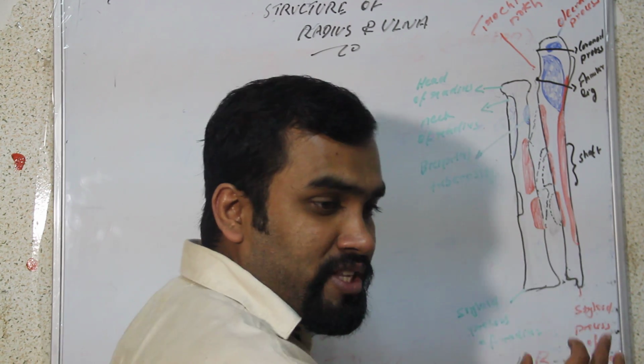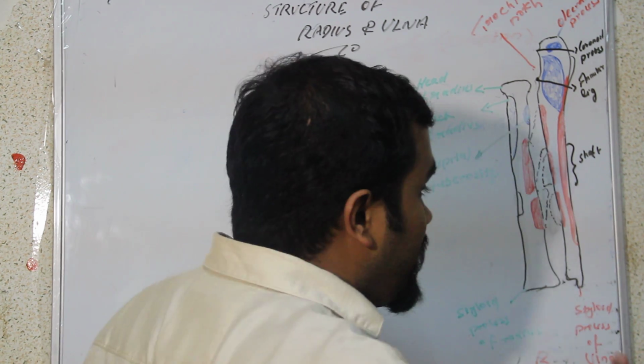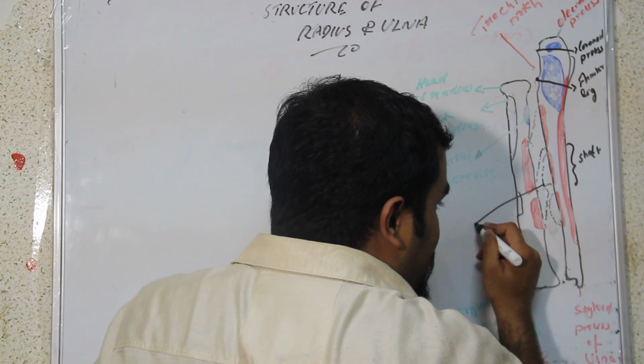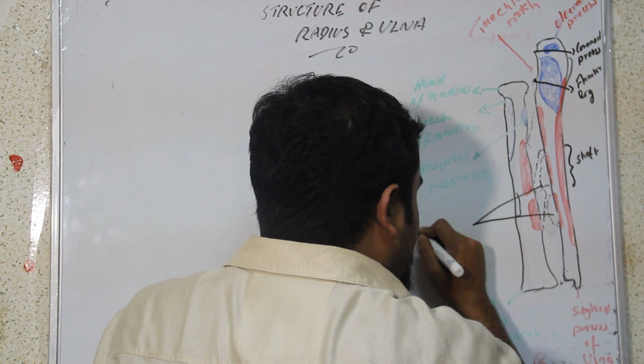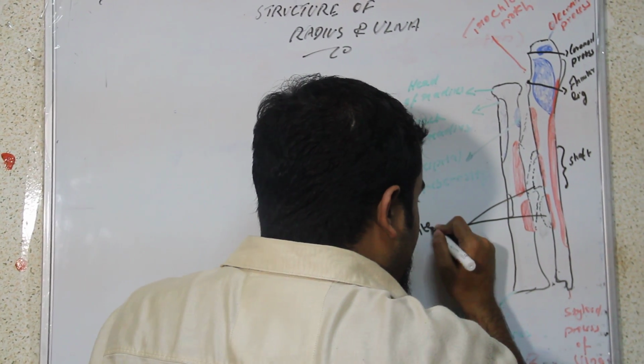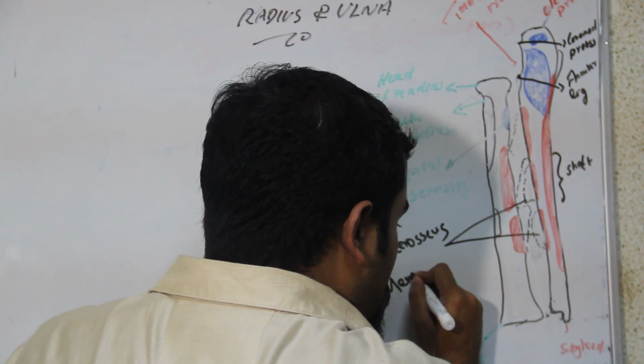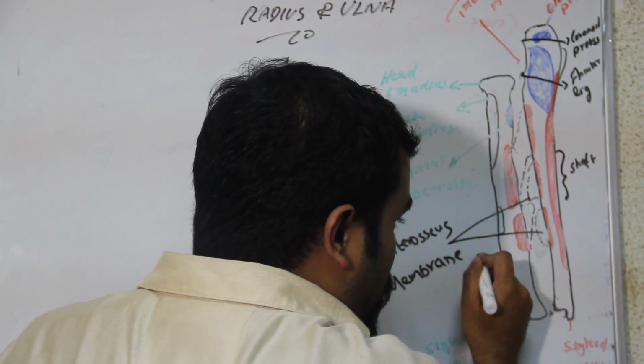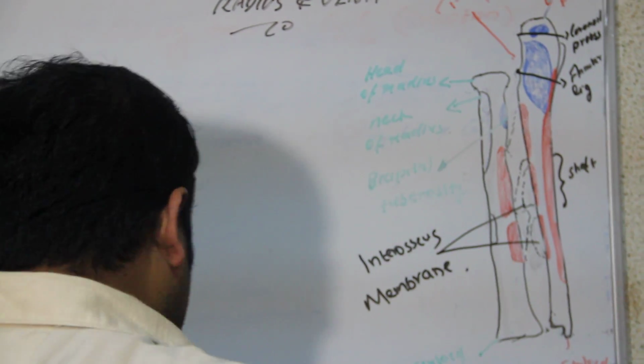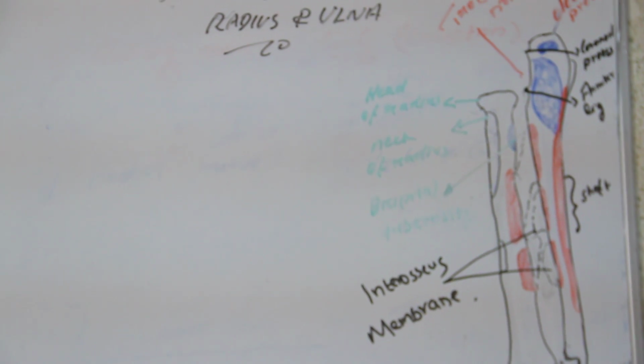The ulna and radius bones are connected by a membrane known as the interosseous membrane. They are immovable; we'll study that in joints. The ulna bone and radius bone are connected together by the interosseous membrane.